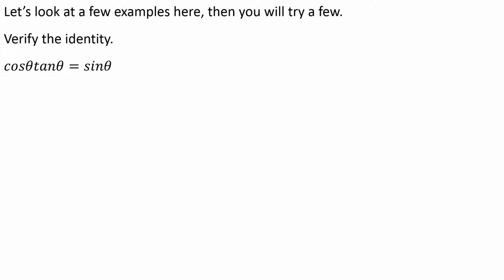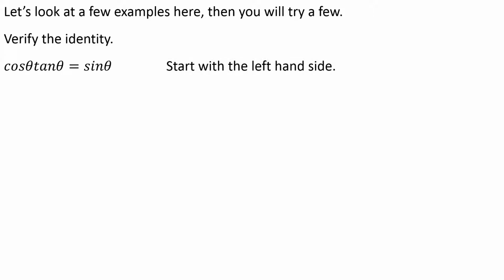Okay, so for any angle theta, if I have cosine of theta and I multiply it by tangent of theta, I should get the exact same result as if I just did sine of the angle theta. So we have to prove that this is always true, right? Verify basically means prove it. Verify the identity.